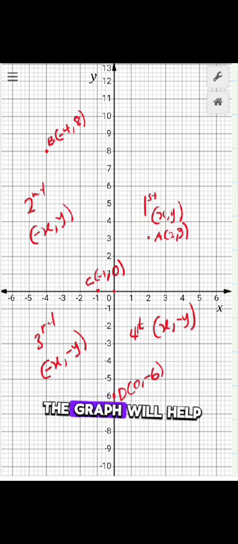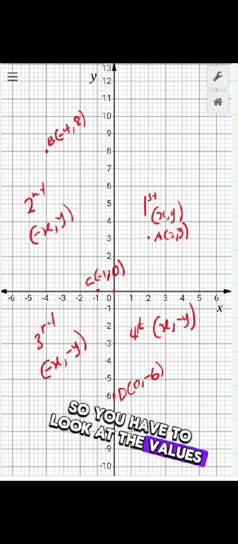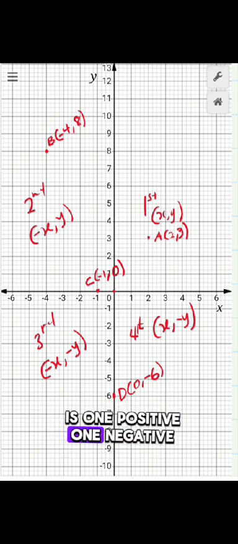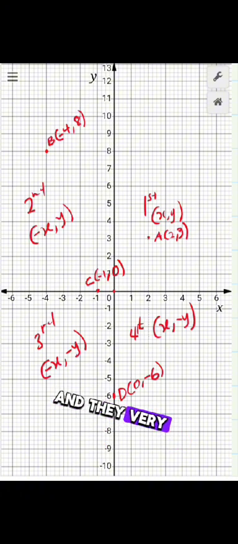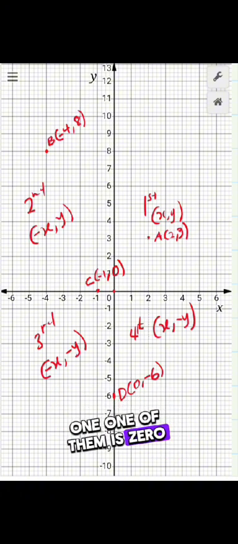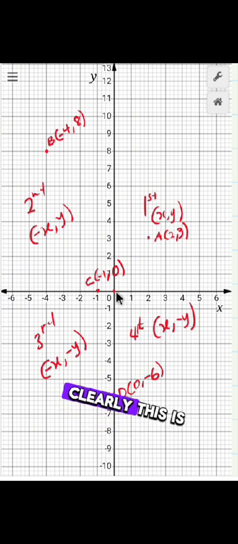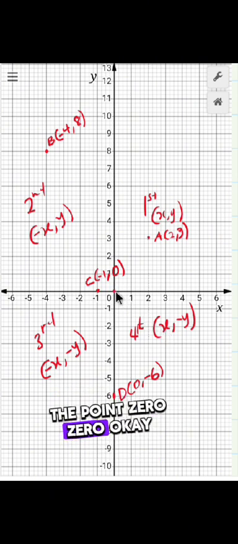So at any point that you want to plot, the graph will help you to determine where to plot it. You have to look at the values. Is it negative? Are they all negative? Is one positive, one negative? And be very careful also when one of them is 0 or both are 0. If it is a point 0, 0, clearly this is going to be the origin.